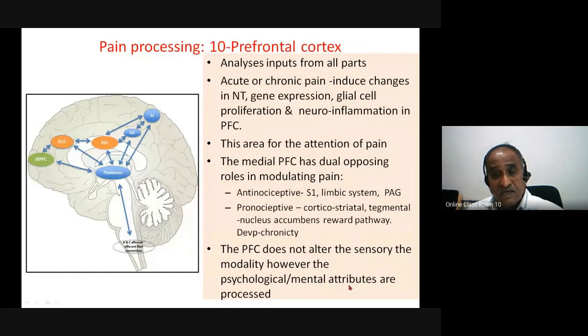However, the psychological, mental attributes are hampered, or not there. They do not exist.